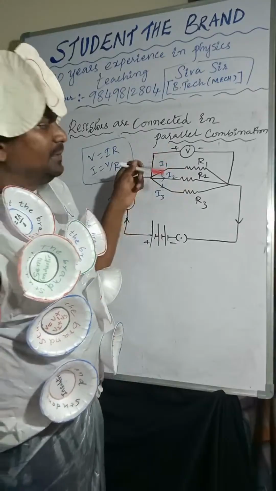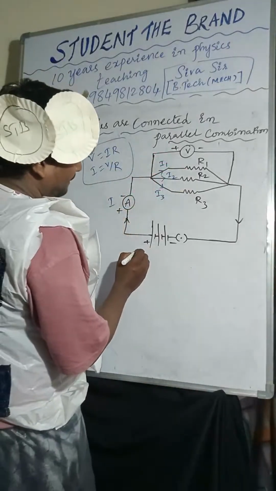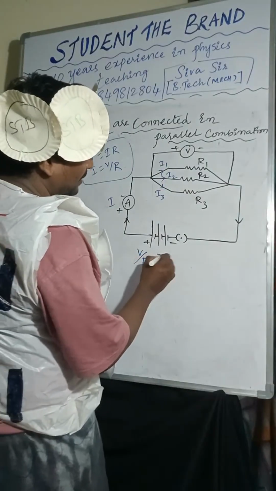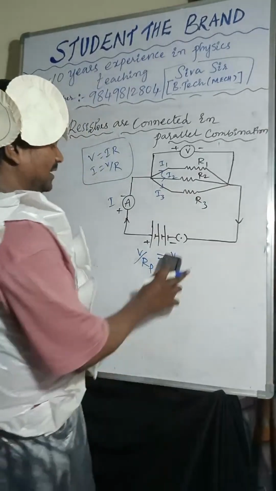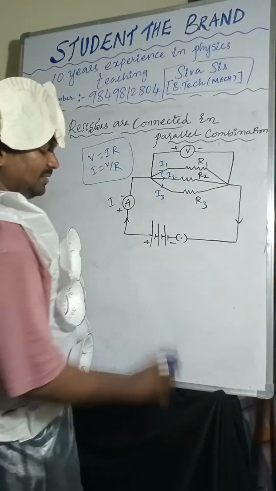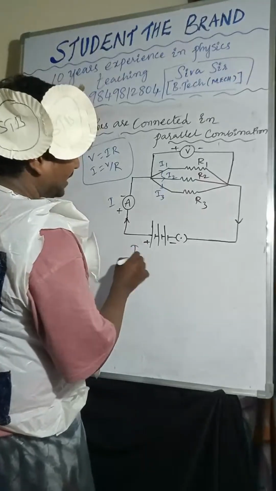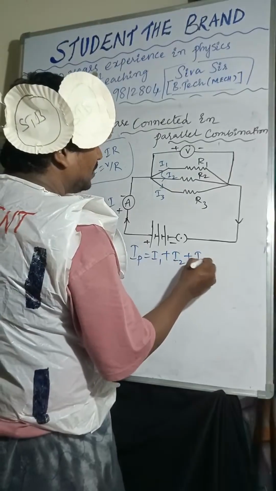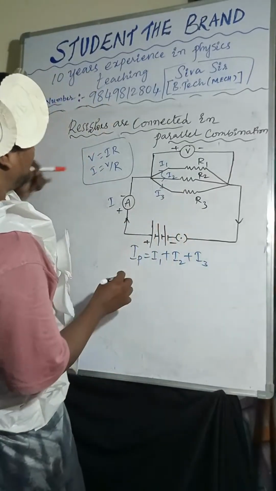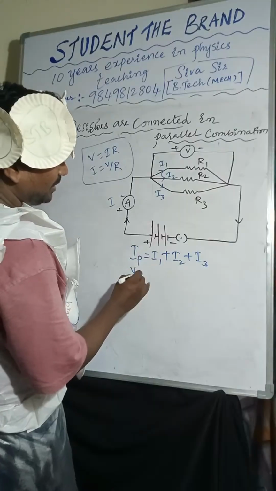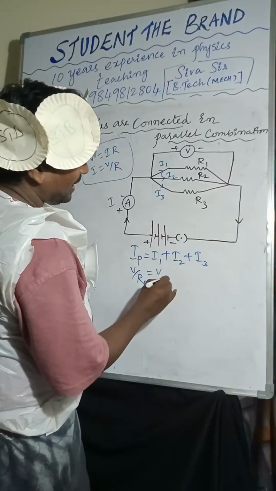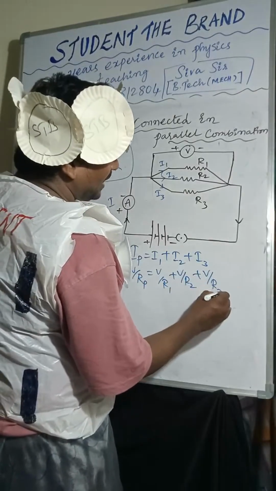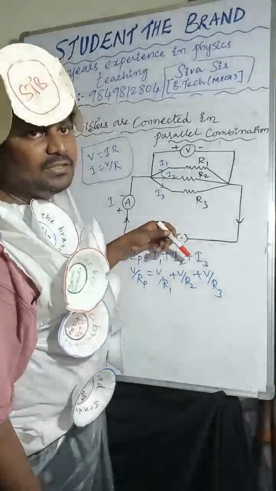So now I'm considering V by Rp, which is nothing but current we can consider. Before that we have to take Ip equal to I1 plus I2 plus I3, the current in parallel combination. Then from this relation, V by Rp equal to V by R1 plus V by R2 plus V by R3.